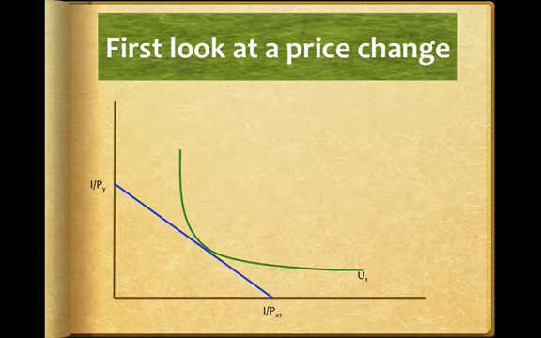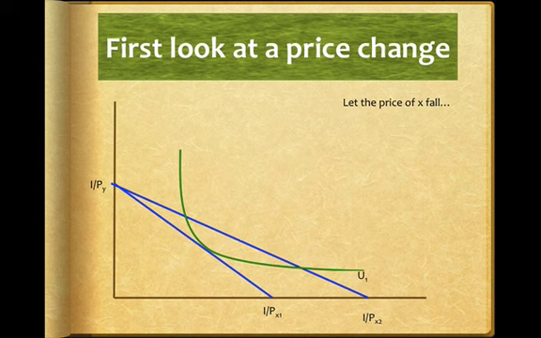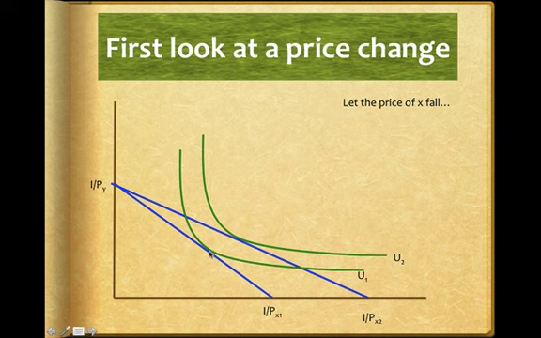So let's first of all look at the price change. Let the price of X fall, and you can see that the budget constraint has now shifted out to the right. If we put on a U2 here, indifference curve 2, we could see there's a combination that she'll move to the northeast at this point. So what's happened is that the price of X has fallen, and the extreme point has gone from I divided by PX1 to I divided by PX2, where PX2 is now less.